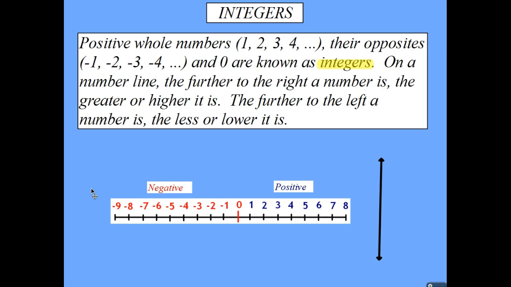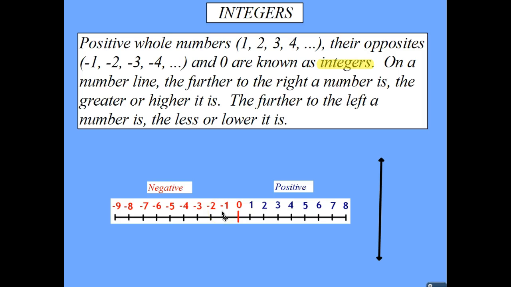Let's actually define integers, and this is definitely something I would write down in your notes, so that when I come back to it and you say, what are integers again? Integers are positive whole numbers, the counting numbers: 1, 2, 3, 4, 5, 6, 7, and so on. Then their opposites, the negative ones: negative 1, negative 2, negative 3, negative 4. And 0. These all together make up the integers. So integers are positive and negative whole numbers and include 0.